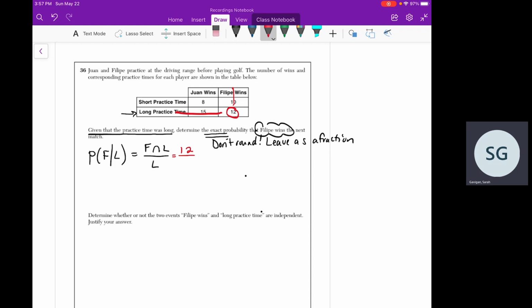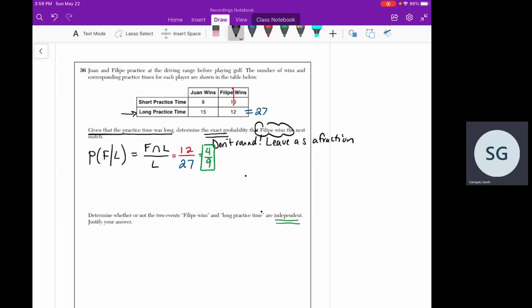Let's see, long practice time. We don't have the total, but we have to add it up. Always check to see if this reduces. So I'm going to type in 12 over 27. It does. That reduces to 4 over 9. Now, if you type into your calculator, it's going to be 0.4 repeating. That's where the exact probability comes in. Don't round it. Don't put 0.4 or 0.44. Leave it as 4/9. Now we want to know whether or not the two events, Felipe wins and long practice time, are independent. Justify your answer.